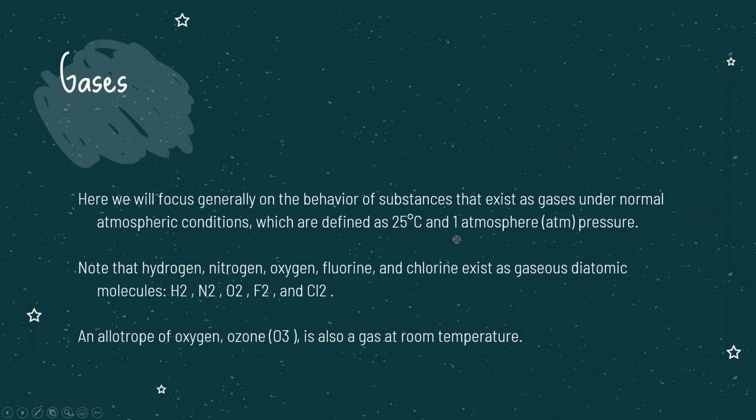Next slide. All right, so we'll be focusing generally on the behavior of substances that exist as gases under the normal atmospheric conditions, which are defined as 25 degrees Celsius and 1 atmosphere of pressure. Notice that hydrogen, nitrogen, oxygen, fluorine, and chlorine exist as gaseous diatomic molecules. So when they're a gas, they have two of them.